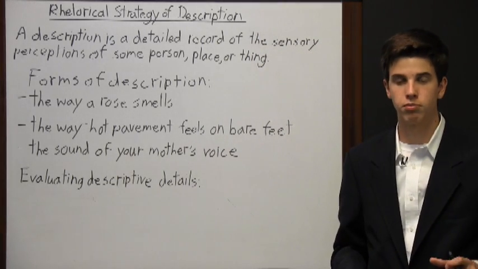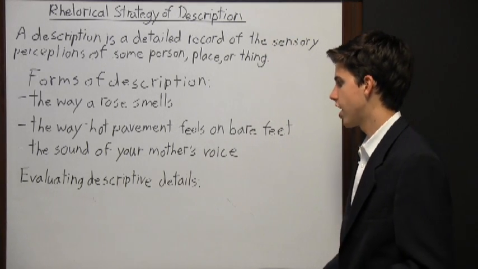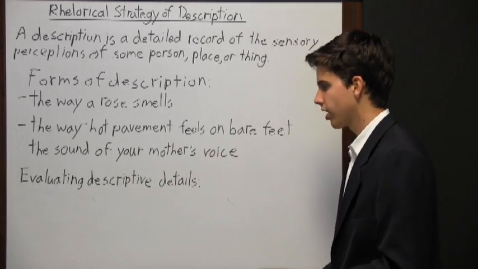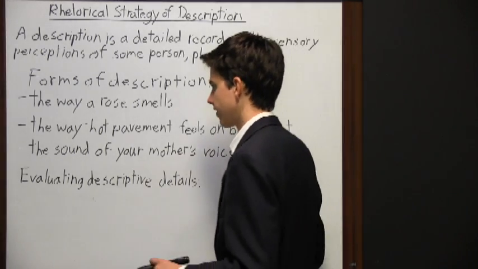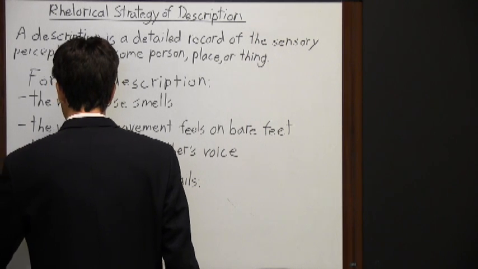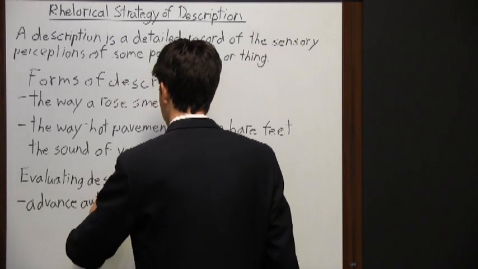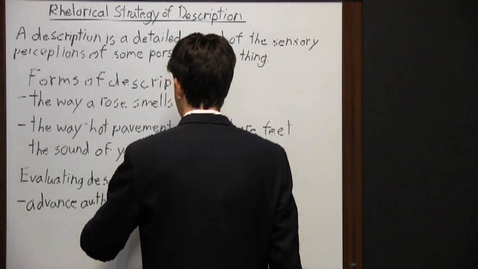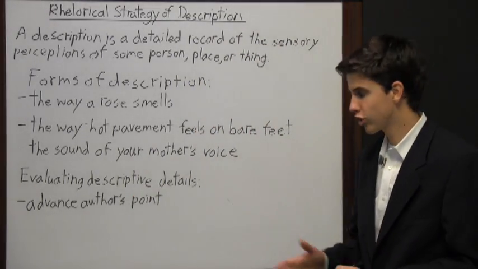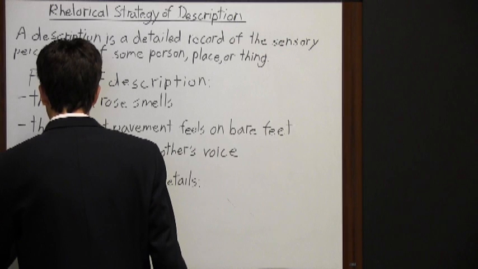Now, sometimes an author will use short descriptions to give the reader a sense of the emotional content of the topic. Now, it's important as you're reading to evaluate the descriptive details the writer is using. So there's a couple of things you should look for when evaluating these details. One is you should make sure that the details advance the author's point. If the details aren't advancing the author's point, then they're irrelevant and they're cumbersome to the reader and they're distracting from the main point that the author is trying to make. And the descriptive details should also make the text more enjoyable.